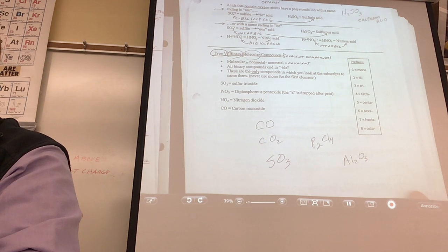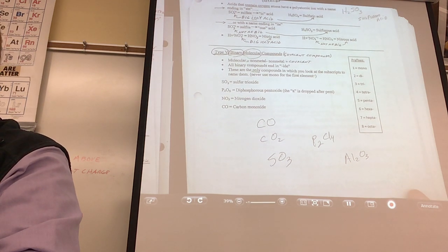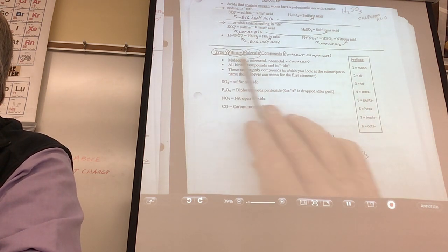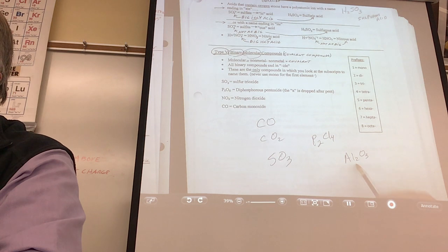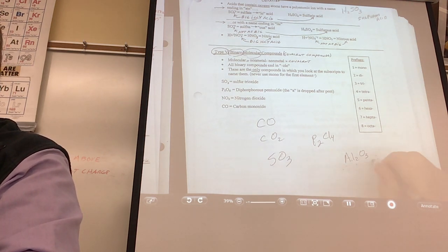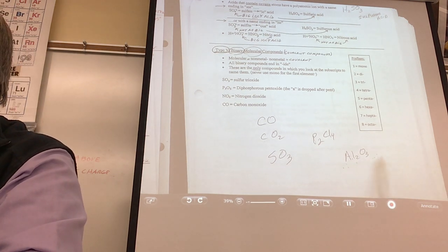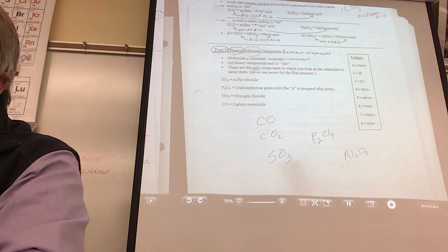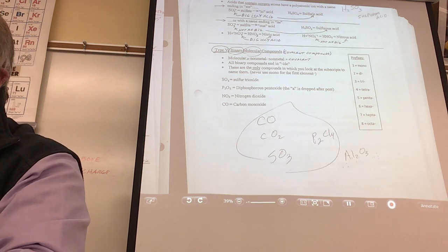Dialuminum trioxide. No, you don't use this system for anything except what? This is a metal and a non-metal. You do not. I already taught you how you do this, didn't I? This is aluminum oxide, right? I don't even look at the subscripts to name that. But here I do. Subscripts are everything, aren't they?